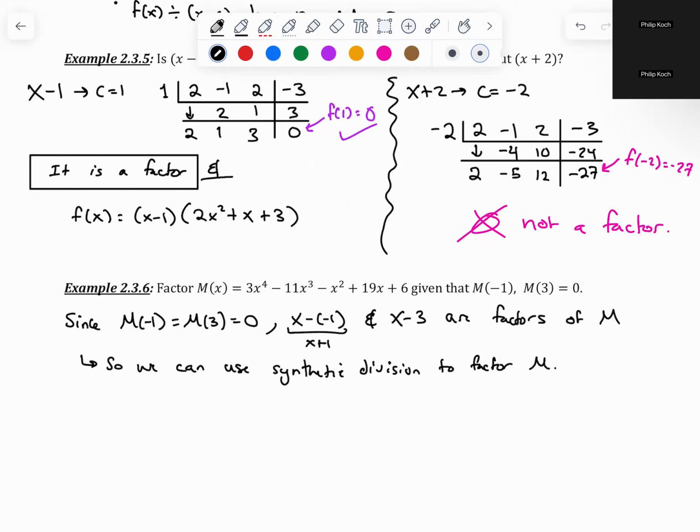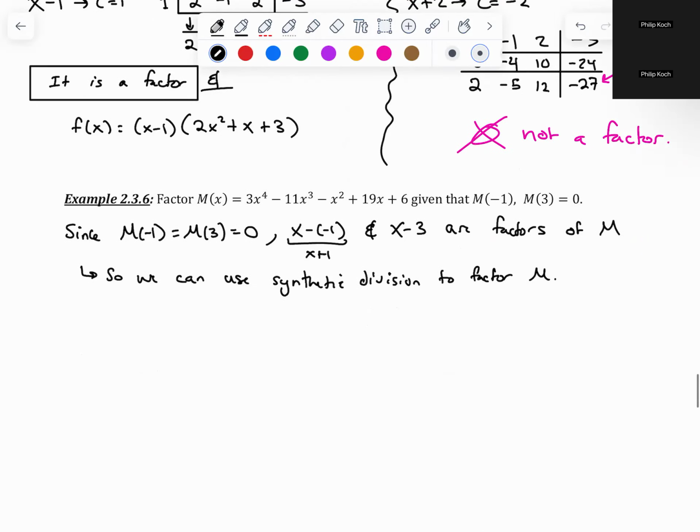Now, it doesn't matter which one we start with. We can do it with negative 1. We can do it with 3. It doesn't matter. Let's just start with negative 1. That seems like a nicer one to work with. But feel free to start with 3 if you want. So negative 1 divided into 3x to the fourth minus 11x cubed minus 1x squared plus 19x plus 6. Are all necessary powers of x present? Yes. So go ahead and do this synthetic division.